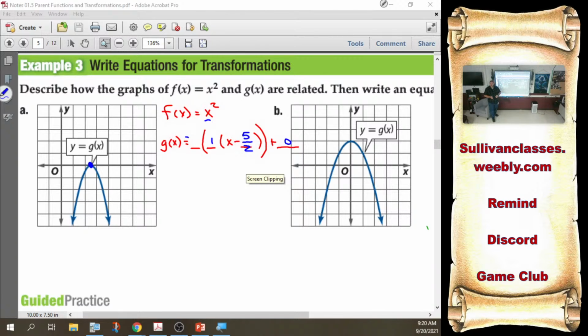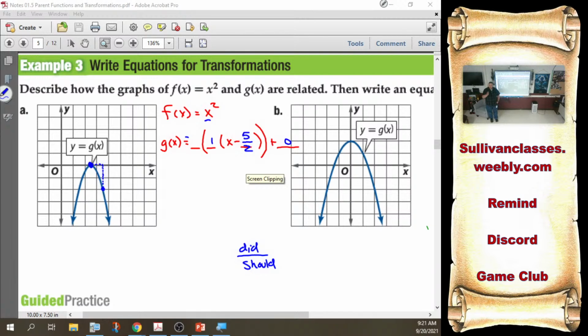How does the parent graph move away from its vertex? Over 1, up 1. Over 2, up 4. You get this ratio of what did it do over what it should have done. It did this instead of that. It went over 1 and down 2.